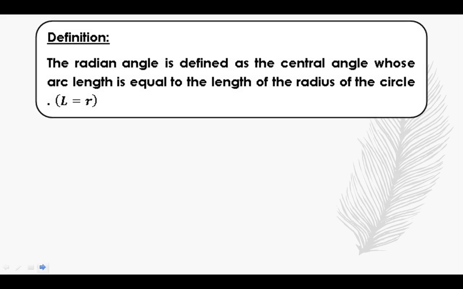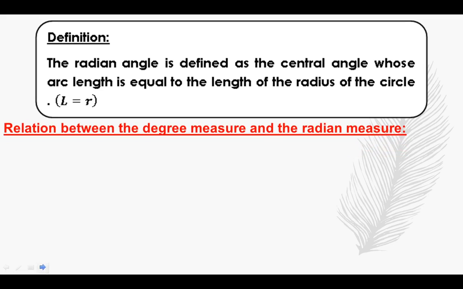Definition. The radian angle is defined as the central angle whose arc length is equal to the length of the radius of the circle. That is to say that the length of the arc equals the radius of the circle.